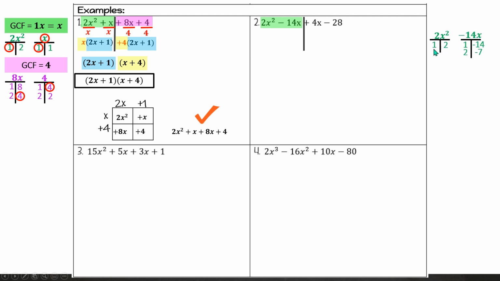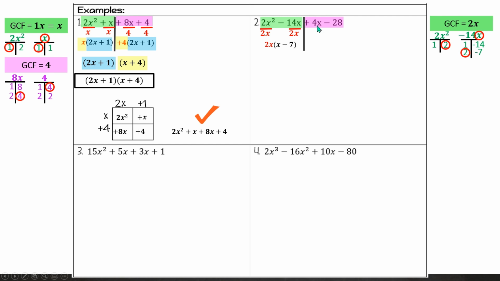So the factors of 2 are 1 and 2. Negative 14 are 1 and negative 14, or 2 and negative 7. So the greatest common factor is going to be a 2. And then the smallest variable, the smallest exponent with the variable is going to be 1. So my greatest common factor is 2x. I divide both terms by 2x, so I can factor it out, and I'm left with x minus 7.